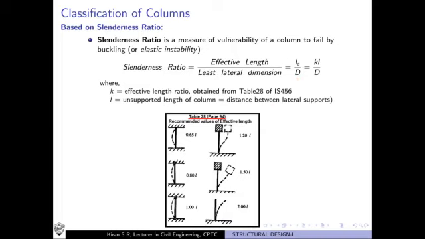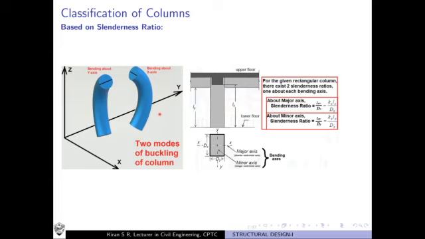Now we must understand, looking at this figure, that the buckling of a column can occur in two ways or two modes. The two modes by which the column can buckle are exactly what is shown in this 3D image. This is the buckled configuration of one column, and this is the buckled configuration of another column, but are they the same?